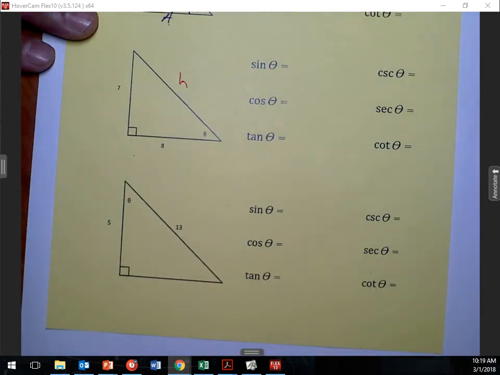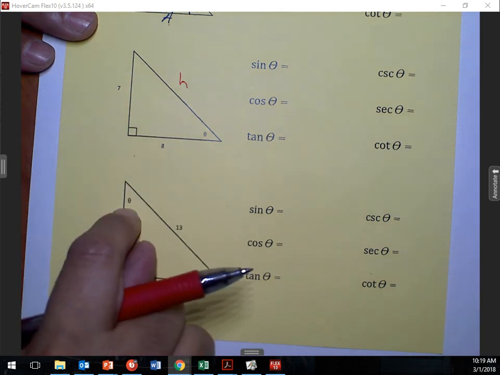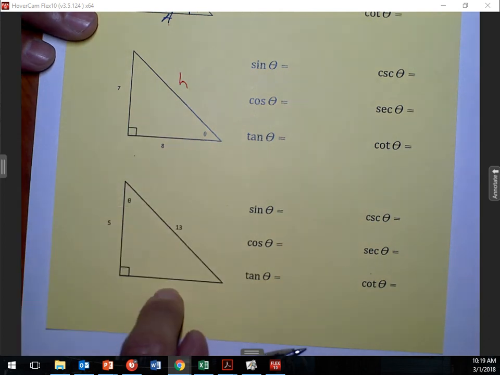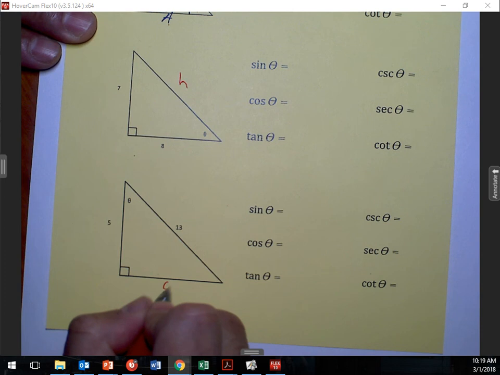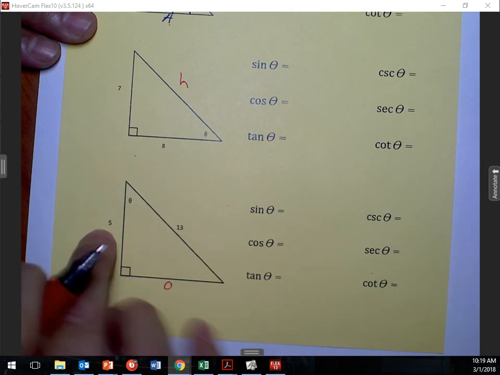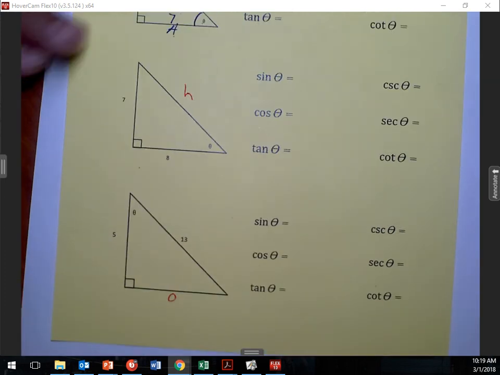And for this one right here, if this is my reference angle over here, this side would be my opposite. So I'm going to put an O there for my variable that I have to find. All right, go ahead, use this time.